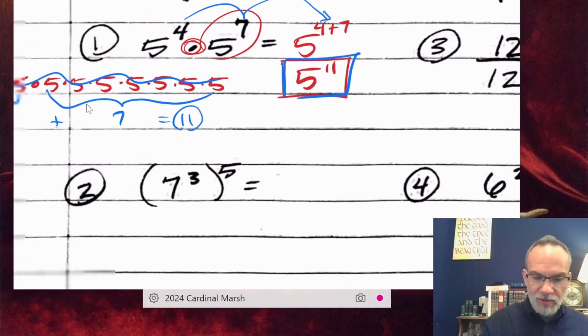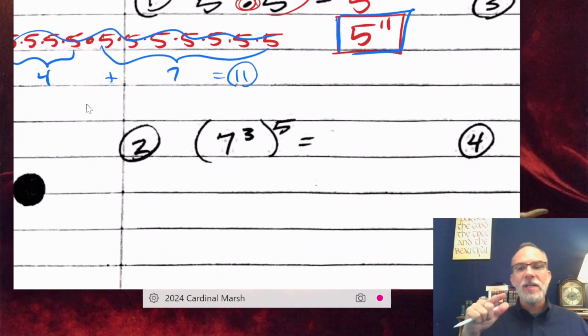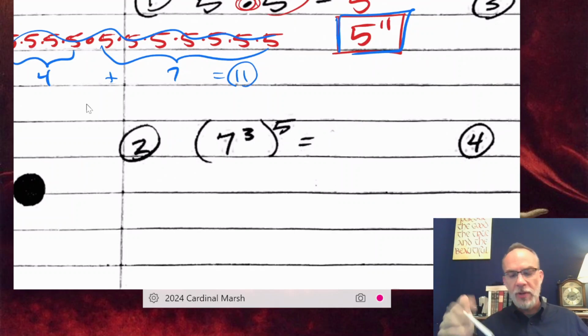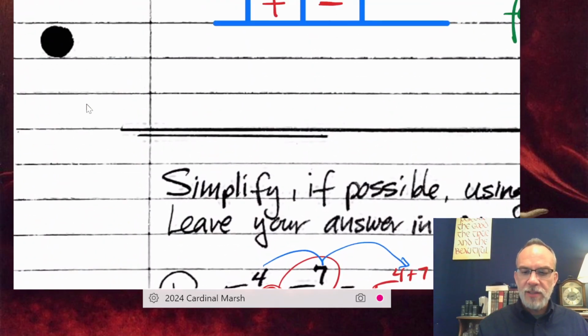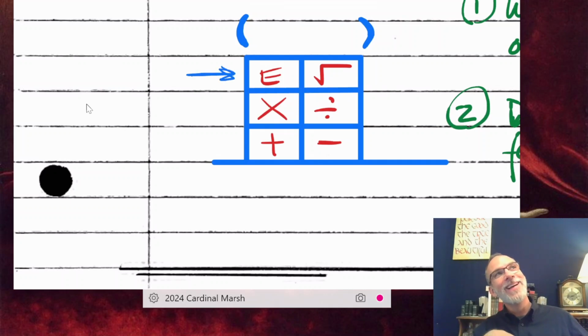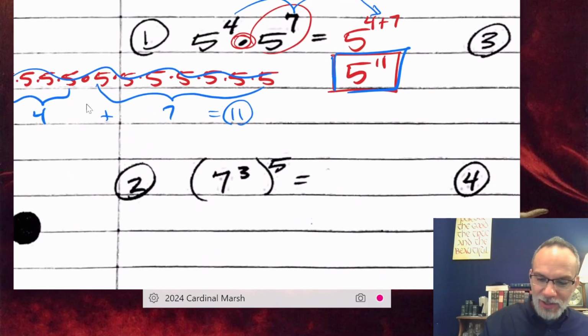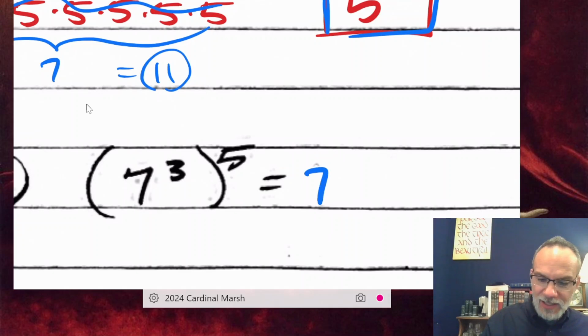How about we go to number 2. Number 2 is 7 cubed raised to the 5th. Now this is raising an exponent to another exponent. So where do I start there on the Tower of Math? That's at the exponentiate level. Drop down one level and it will tell you what to do with the exponents as the rule. So I multiply them. Keep the same base. This is 7 to the 3 times 5, or 7 to the 15th.